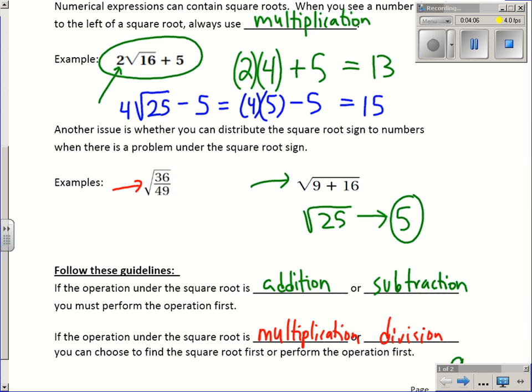Or you can separate them and distribute that radical sign into the numbers, meaning you'll have the square root of 36 and you'll divide that by the square root of 49. Then you would do the square root of 36, which is 6, the square root of 49, which is 7. Fraction does not need to be simplified. So there's your answer.